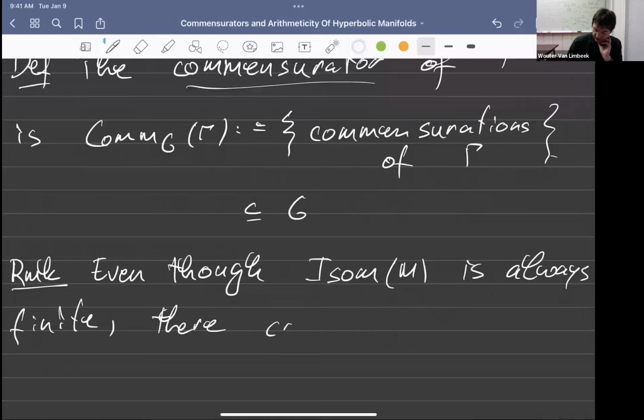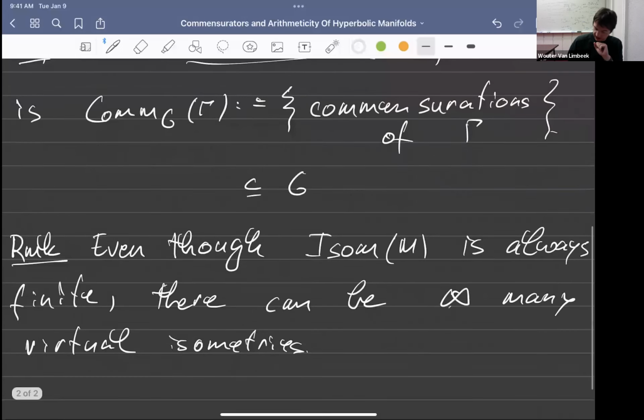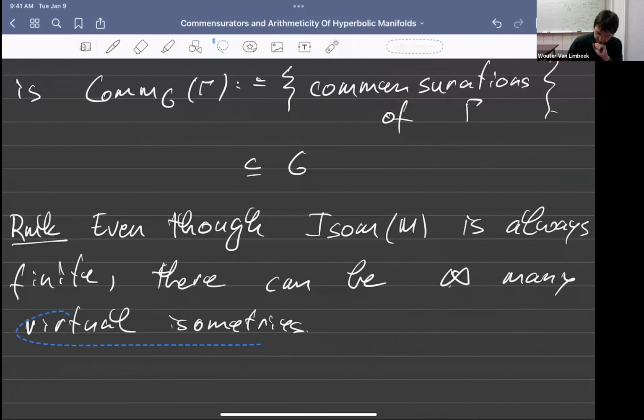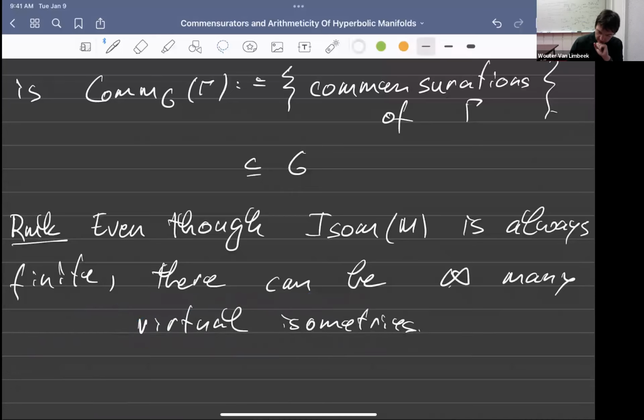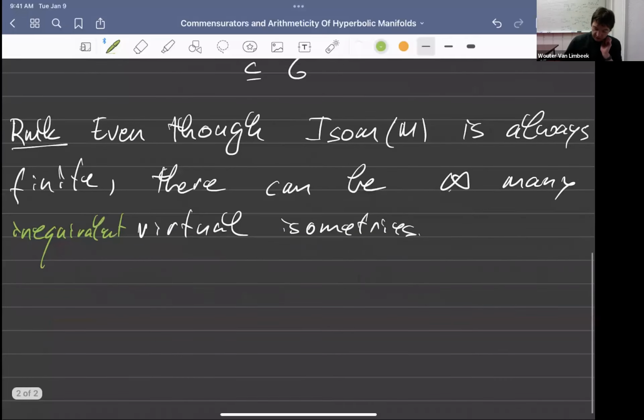So there can be infinitely many virtual isometries that are, let's say, inequivalent. Sorry, let me move this over. Inequivalent. Where I say two virtual isometries are the same if on a further finite cover they coincide. Or if you like, it can happen that gamma is infinite index in its commensurator.